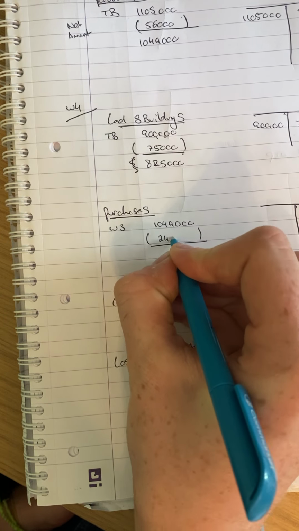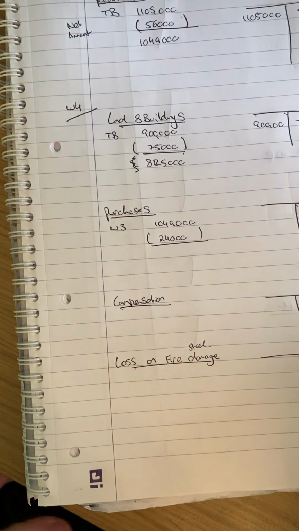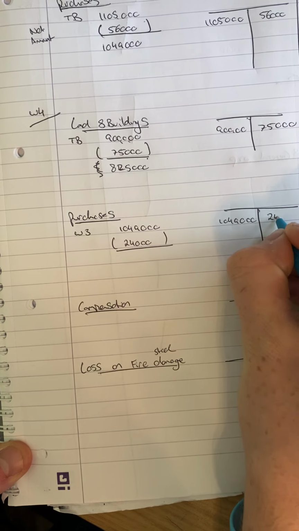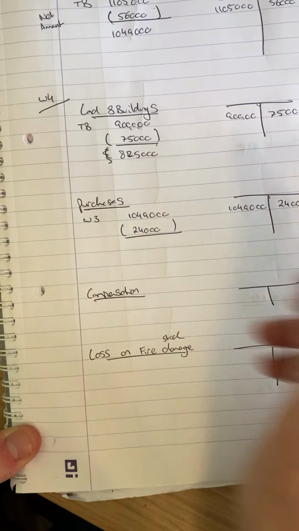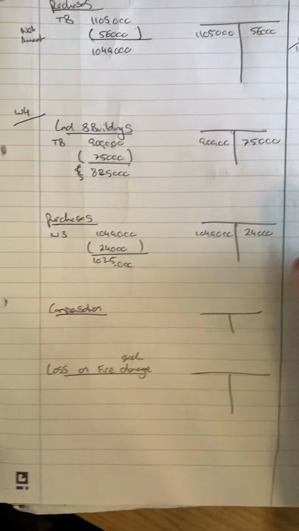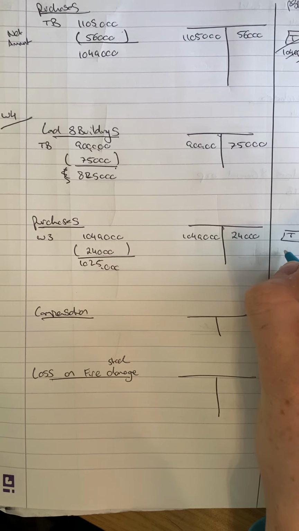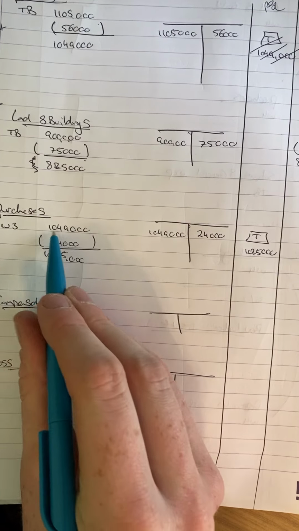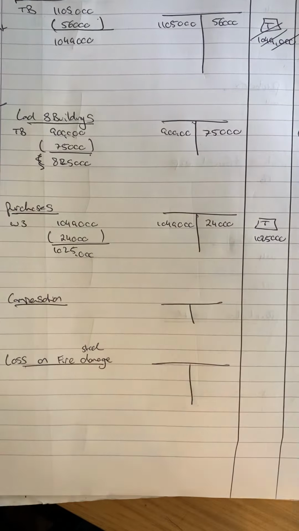So if it was damaged, I no longer have that stock, so it needs to come out. So 104,900 is my expense. I'm reducing my expense by €2,400, and that leaves me with a new figure to the value of 102,500. That's my new trading stock amount, and it's 102,500.